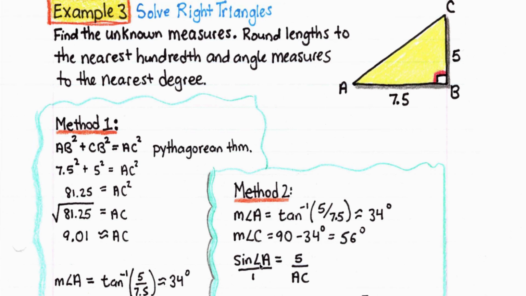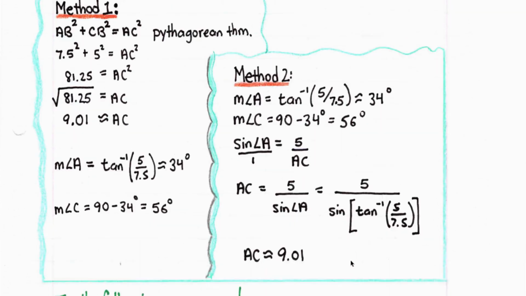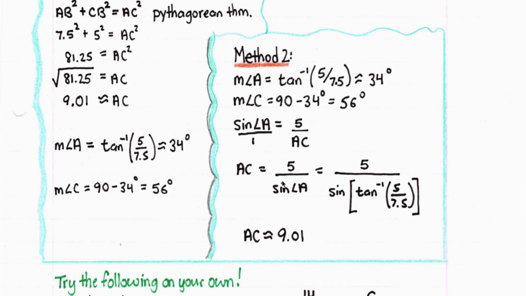Now I know that the sine of angle A over 1 is equal to opposite over hypotenuse, 5 over AC. I cross multiply. So AC is equal to 5 divided by the sine of angle A. But what is angle A? Angle A, by definition, is the tan inverse of 5 divided by 7.5.